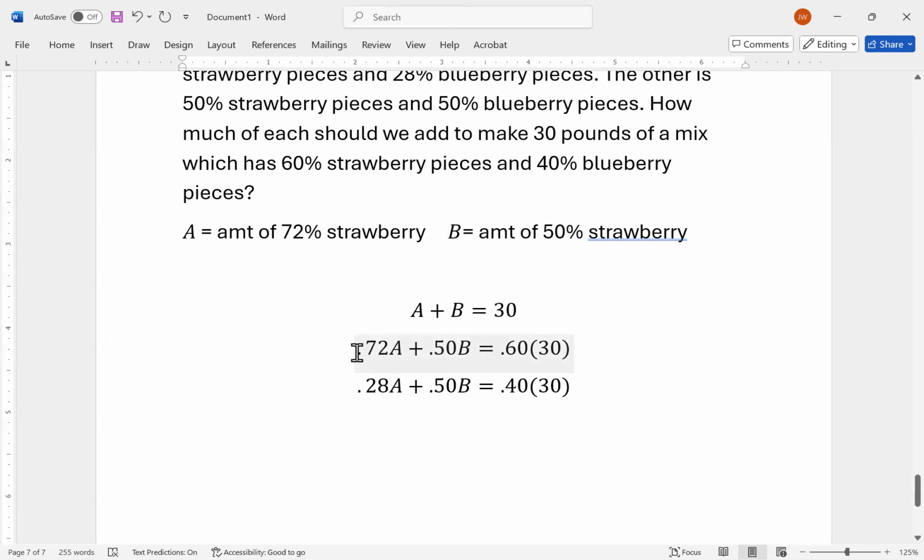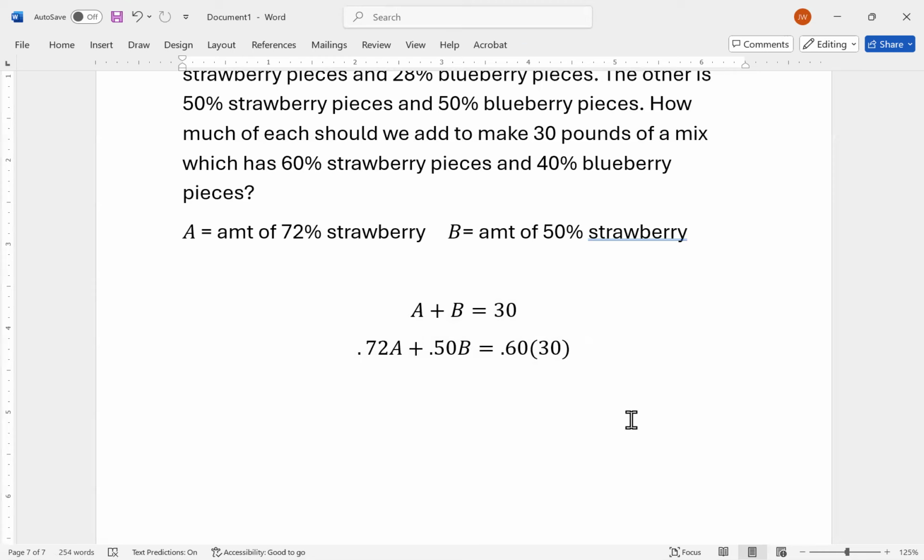And it turns out that these two give you the exact same information. In fact, if you take this equation and then you subtract this equation, you get exactly this third equation. So really, you only need either a strawberry equation or a blueberry equation to be able to solve this, but you don't need to use both. That's the trick in this case.